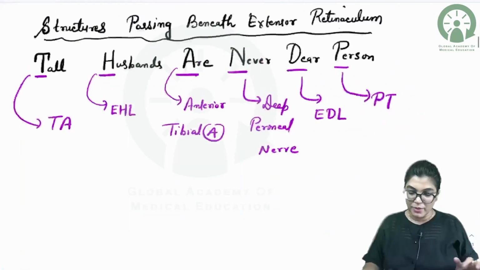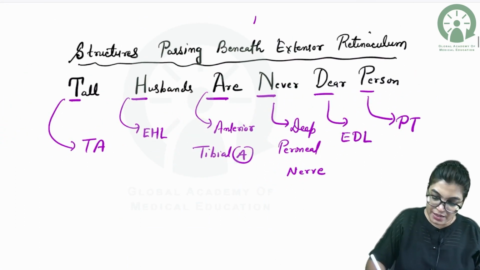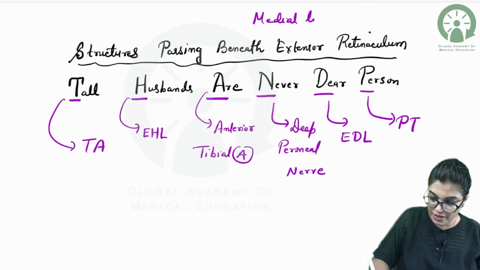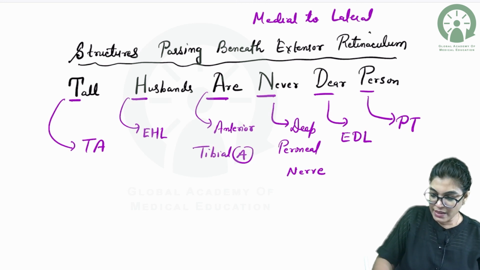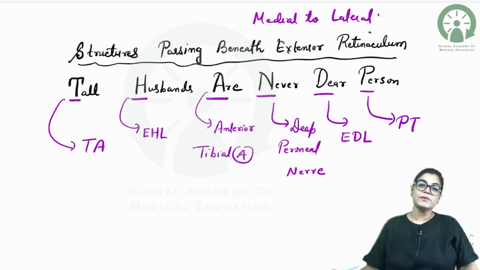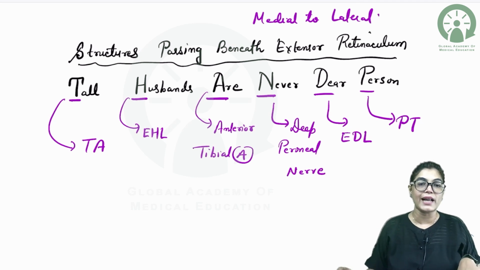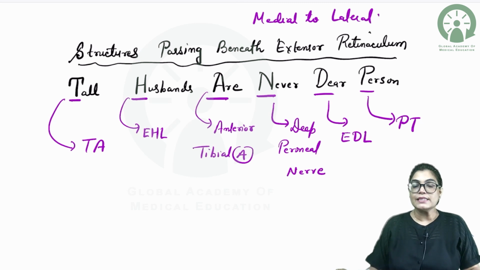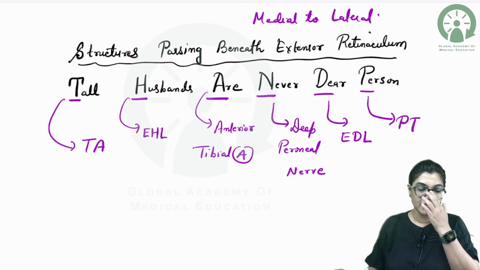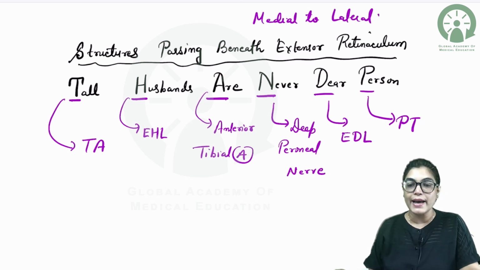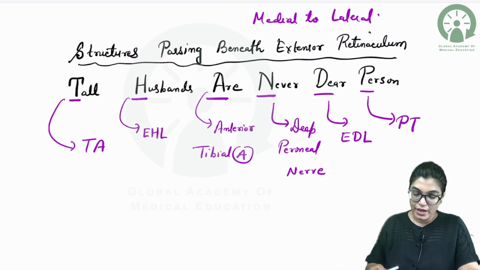Very nicely you can appreciate that these are the structures traversing from medial to lateral beneath the extensor retinaculum. Tall husbands are never dear persons: tibialis anterior, extensor hallucis longus, anterior tibial artery, deep peroneal nerve, extensor digitorum longus and peroneus tertius. These are the tendons traversing beneath the extensor retinaculum of the foot. So, done with this now.